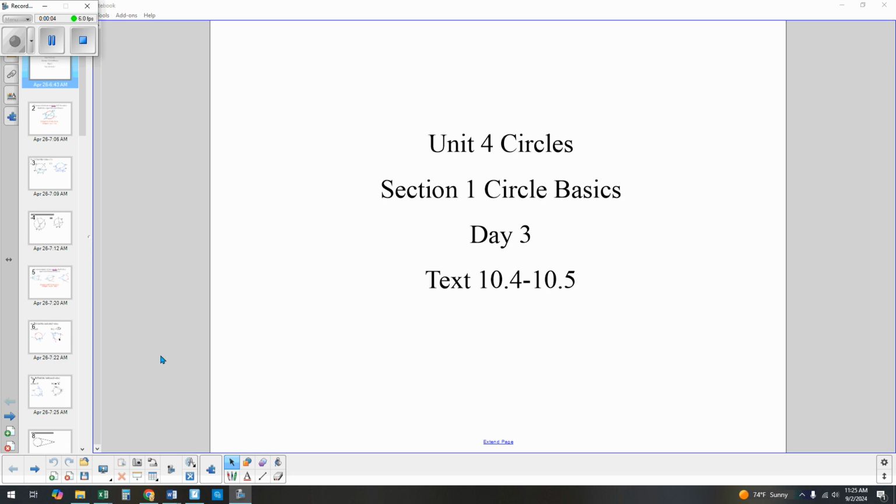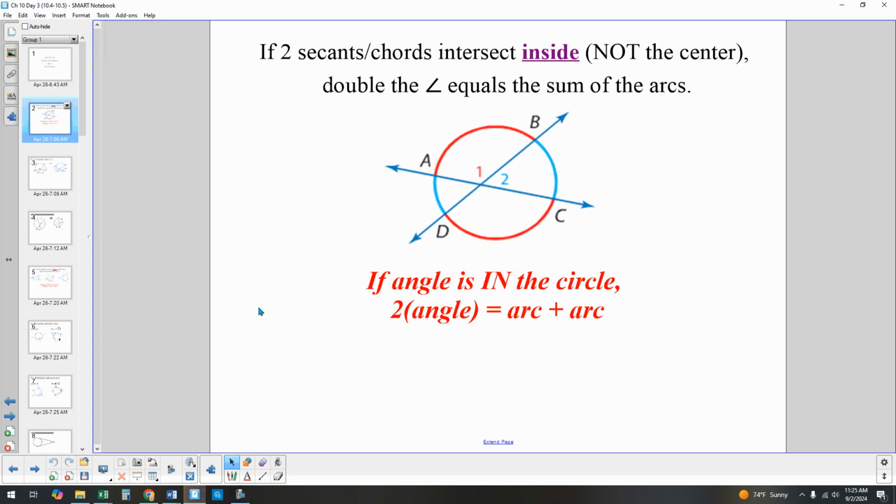This is lesson 10.4 and 10.5. If two secants or chords intersect inside a circle but not at the center, double the angle equals the sum of the arcs. So, 2 times angle equals arc plus arc.